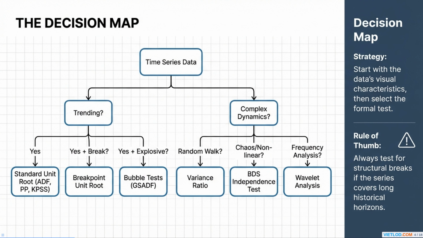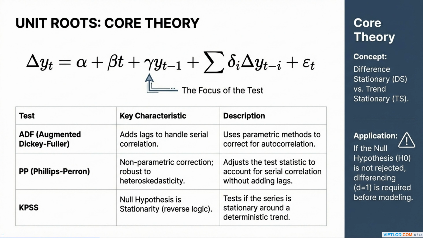Next, we consider more complex dynamics. If we suspect the series is a random walk, a variance ratio test is appropriate. If we're looking for nonlinear patterns or chaos, the BDS independence test is the tool to use. For analyzing cycles at different frequencies, we turn to wavelet analysis. A crucial rule of thumb is to always test for structural breaks if your series covers long historical horizons.